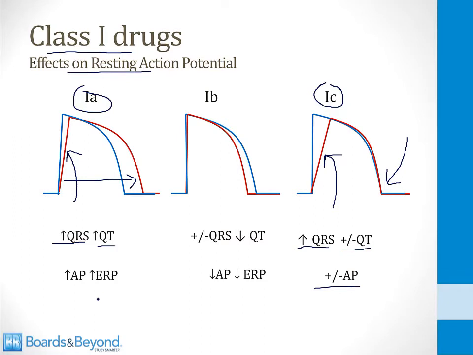These drugs also therefore increase the action potential duration and the effective refractory period. The 1B drugs are somewhat unusual. We'll talk about them in a few slides. They slightly shrink the action potential duration and the effective refractory period. This can result in a slight shrinking of the QT interval, and they have no significant effect on the QRS complex in the resting action potential.